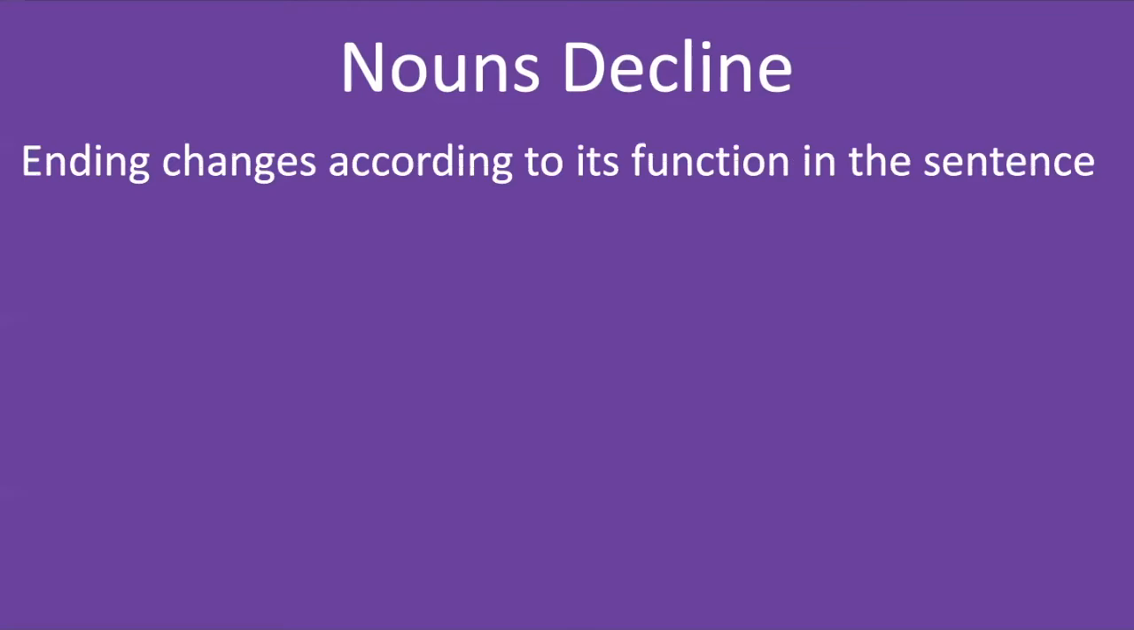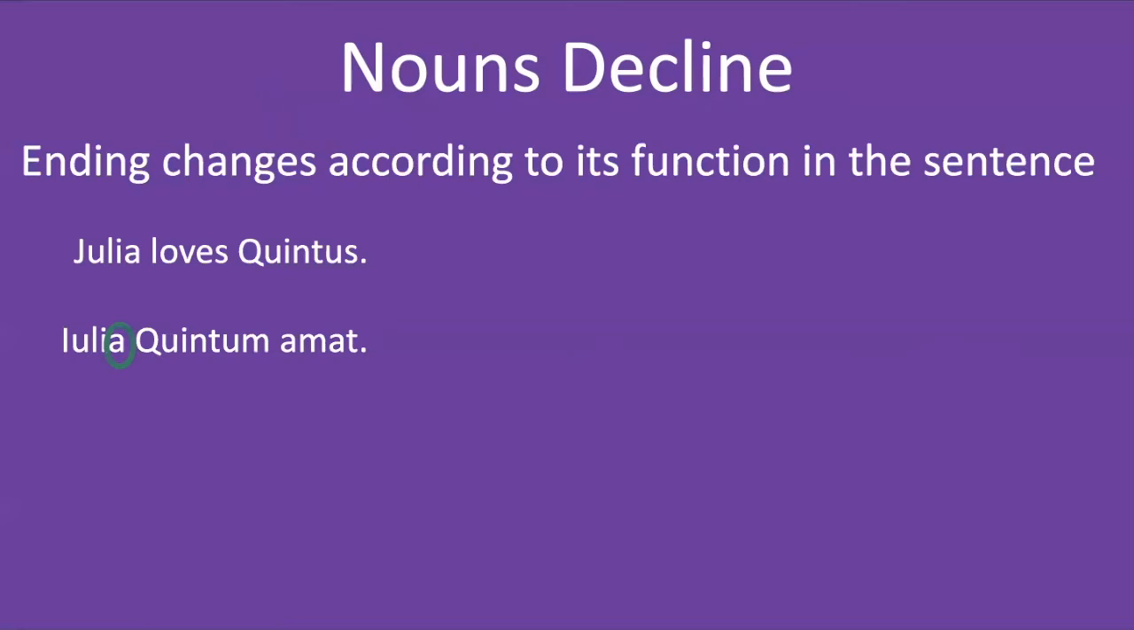Easiest way for me to show this to you is with an example. So let's just have a very basic sentence. Julia loves Quintus. Julia is our subject, loves is our verb, and Quintus is our direct object. So when it comes to Latin, Julia Quintum amat, Julia is the subject, so it has a subject ending on it. And Quintus, his name is Quintus. In English, we're always going to translate it as Quintus, but in Latin, because Quintus is the direct object, he has a special direct object ending on the end, and then amat's just the verb. So because the endings determine the function in the sentence, the word order doesn't really matter.